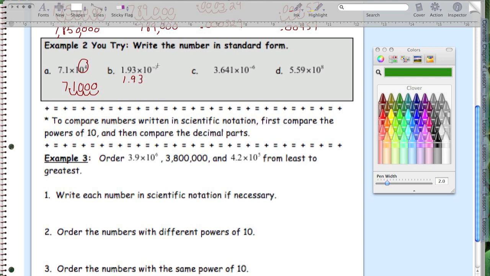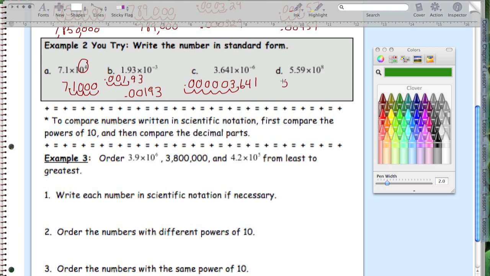1.93 times 10 to the -3rd. So it's a decimal because it's a negative exponent. So the only way to make a decimal is to go to the left. 1, 2, 3. So this one's 0.00193. Here we have 0.3641 times 10 to the -6. So we're going to go to the left. 1, 2, 3, 4, 5, 6. And fill in all of those zeros.